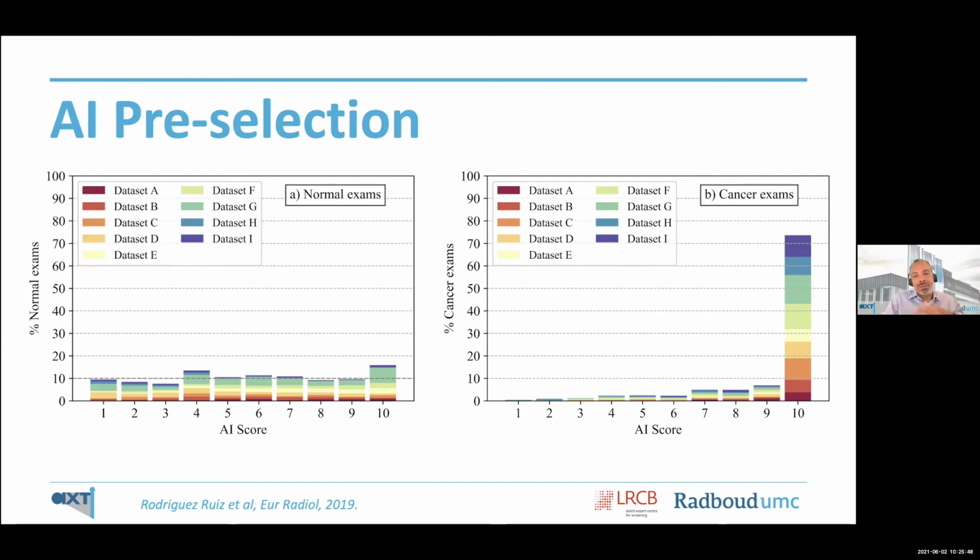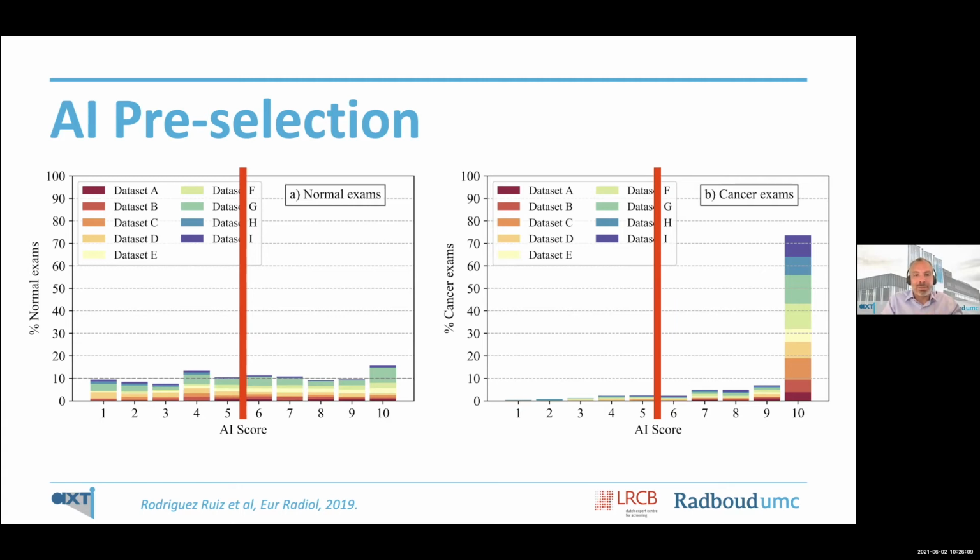And of course, for the cancers on the right, you do hope that most of the cancers are the highest score possible. And this is on the data set that I showed about the 101 radiologists versus AI. So the idea is, of course, we draw a line and we say, well, anything scored 5 or below, we just say this is normal and no human reads it. How many cancers would we miss?